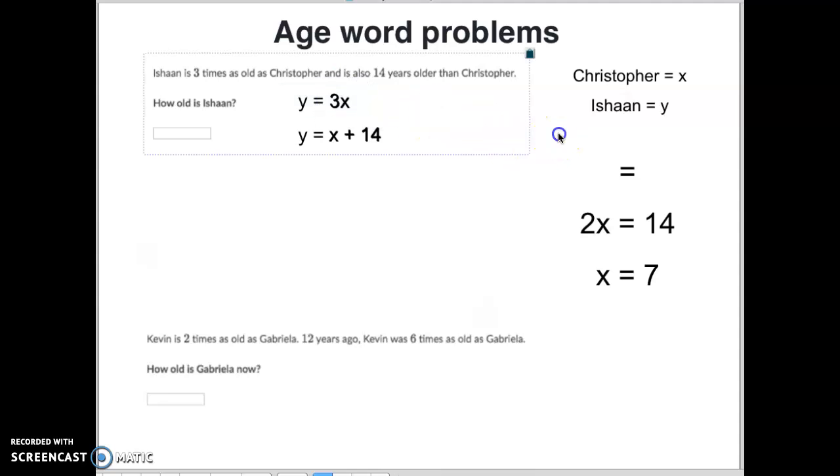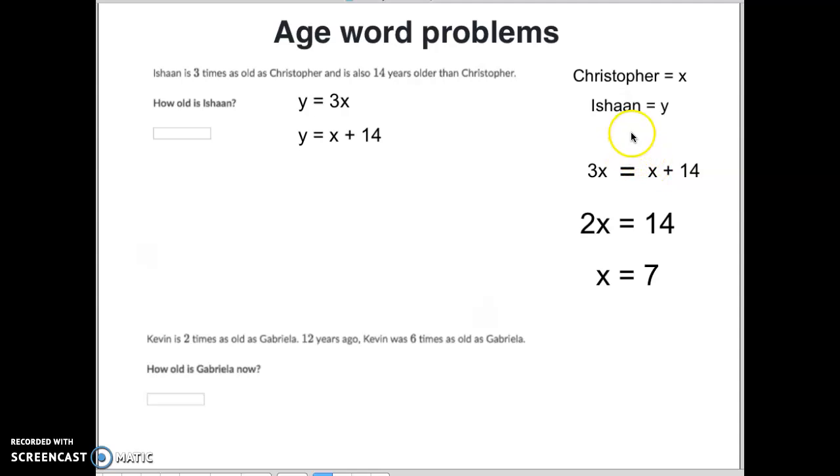times X. Okay? It also says that Shawn is also 14 years older than Christopher. Well, if Christopher is X, X plus 14 equals Shawn's age, so this equation. So from here, we can use our equal values method because we know what y equals here and we know what y equals here. We'll take the 3x and we will set that equal to the x plus 14 right over here. Now, we just solve.